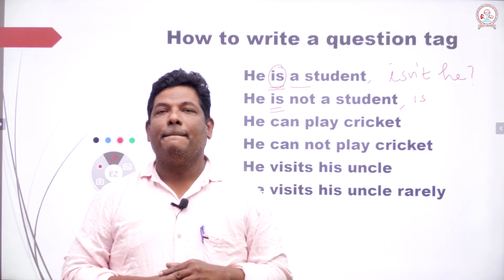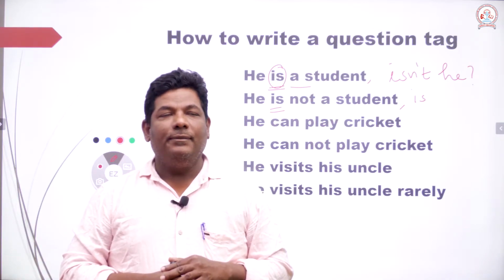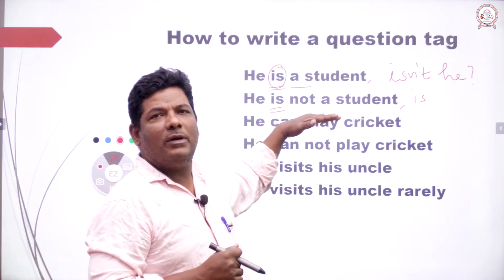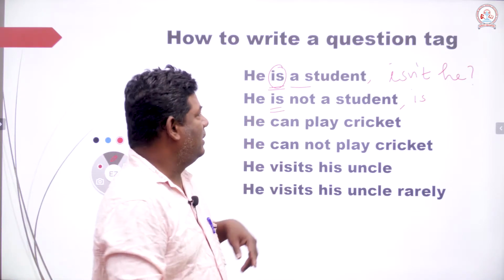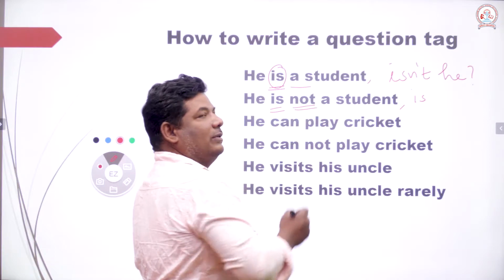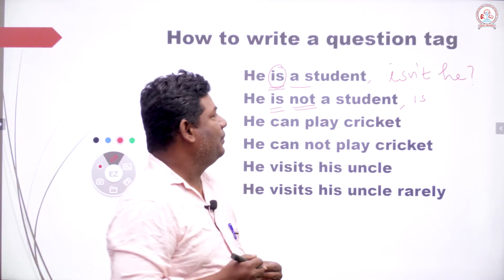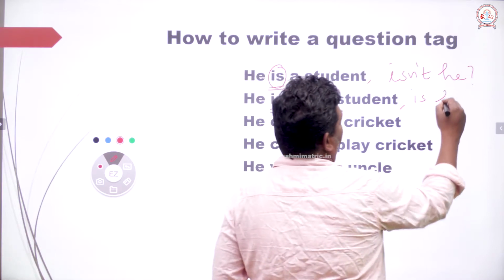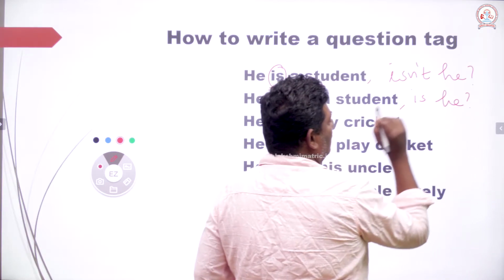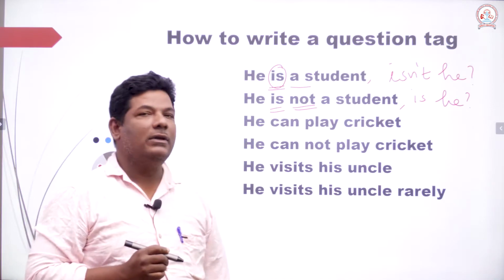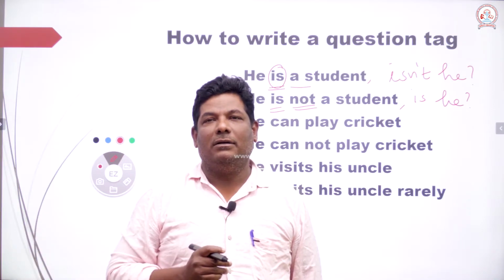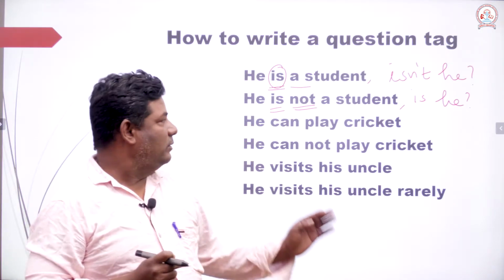Right. Then, is it a negative sentence or positive sentence? It's a negative sentence. So, we should write a positive question tag for it, right? So, is he. If you are using not in this place, that becomes an incorrect question tag. Can you understand? Let's pass on to the next one.